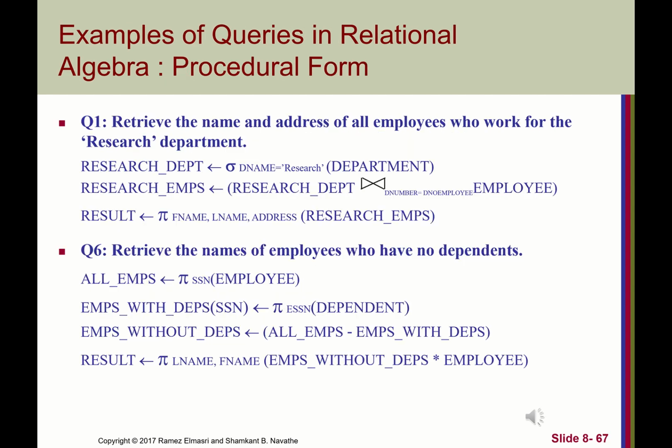Q1 is the example of how to retrieve the name and address of all employees who work for the research department. Q6 is the example of how to retrieve the names of employees who have no dependents.